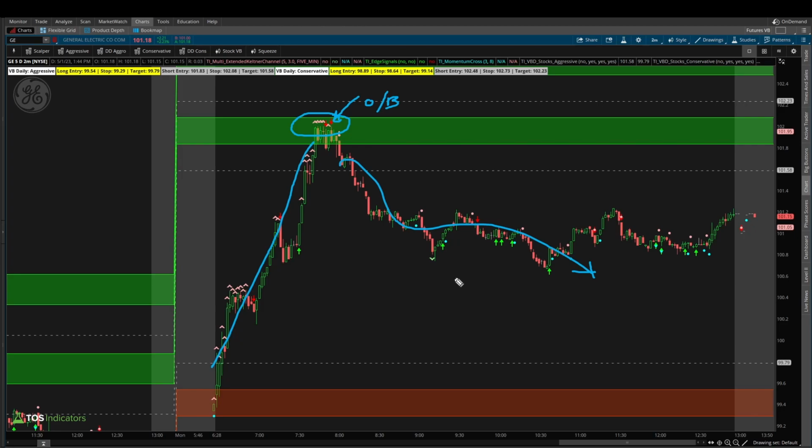So same setup, different asset class, for those of you that like to trade stocks instead of futures, or for those of you that have access to both, you can find plenty of other opportunities inside of stocks when the markets are being a little bit fussy like the ES and Nasdaq were today in terms of the retest opportunities.